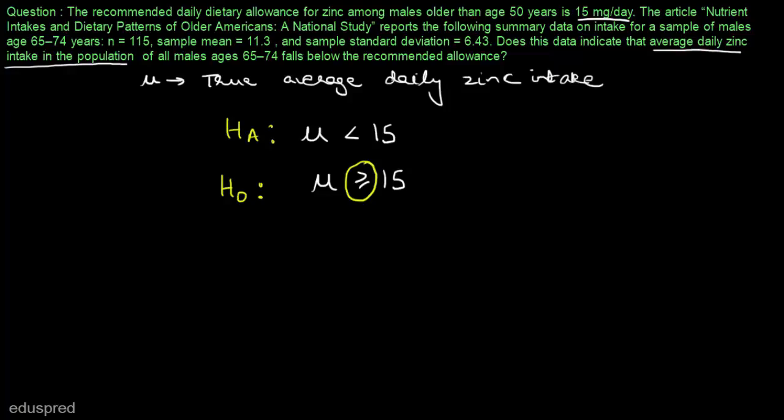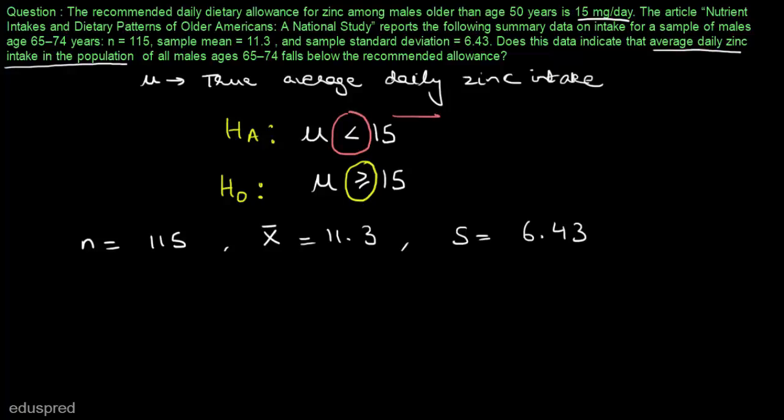Now let us see what all information is given in the question. So we are given that our sample size is large, n is equal to 115. The sample mean, which I am denoting by x bar, is equal to 11.3 and the sample standard deviation, which I am denoting by s, is equal to 6.43. So this is the information that is given to us in the question. Also note that we have a less than sign in the alternate hypothesis. So this means that this is a left tailed test.